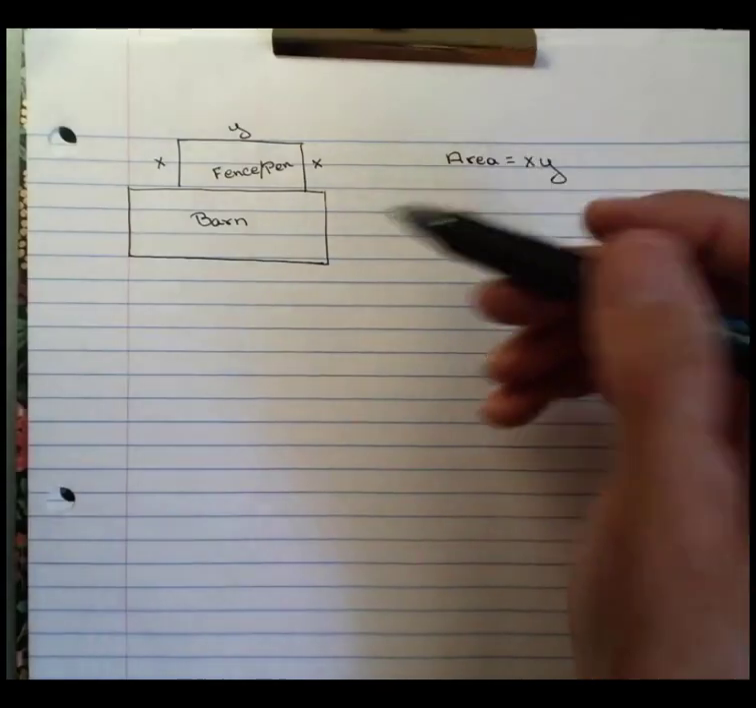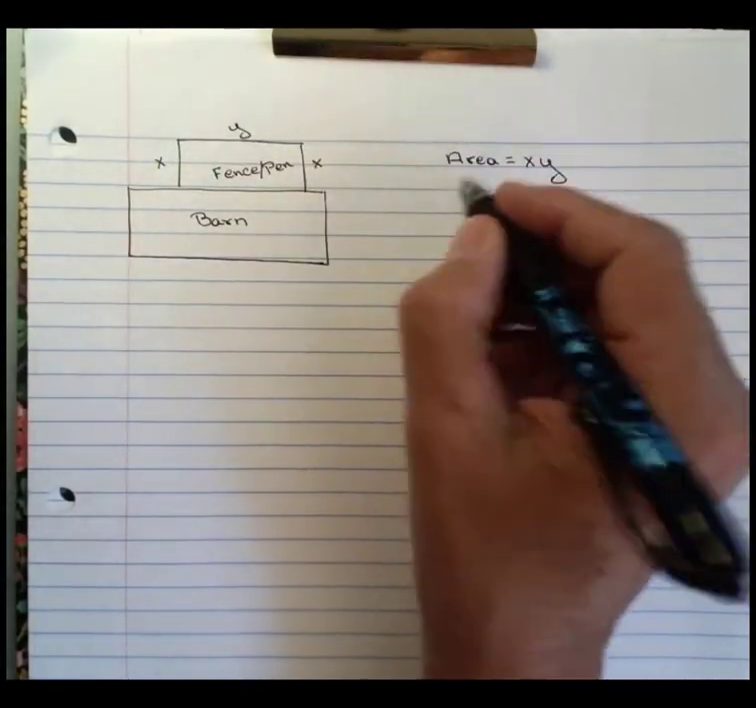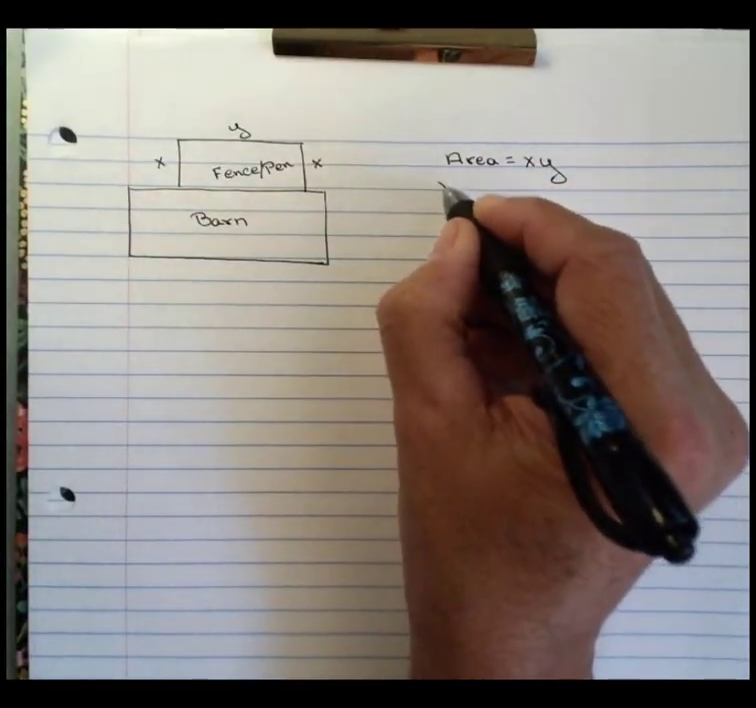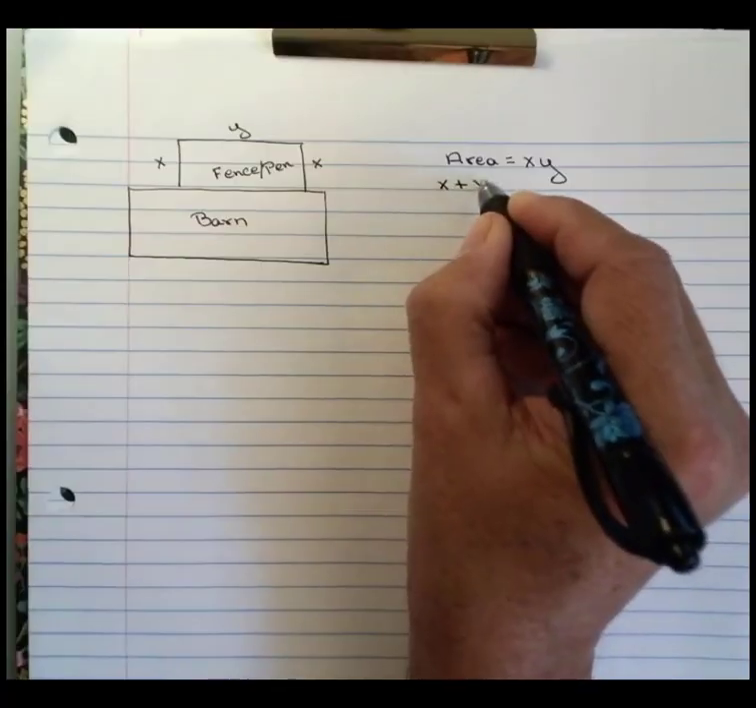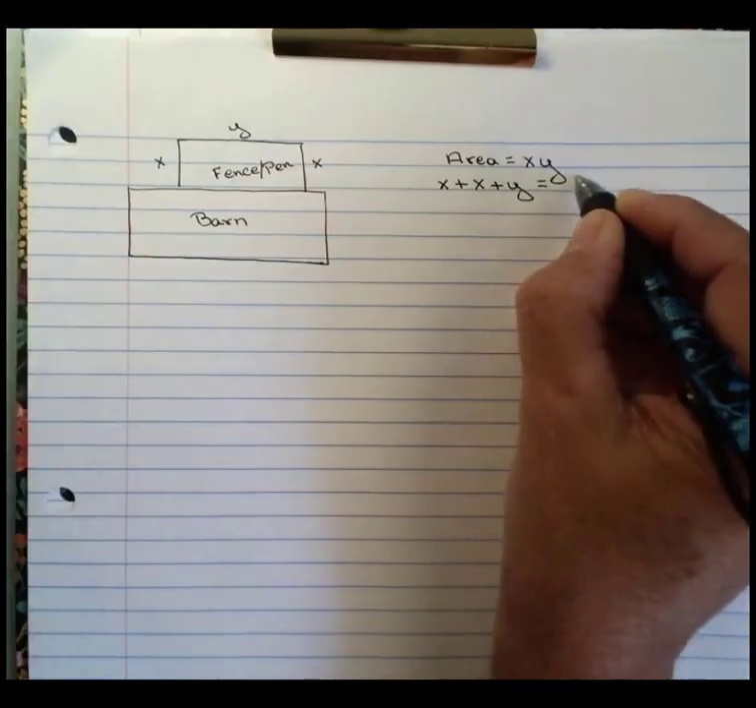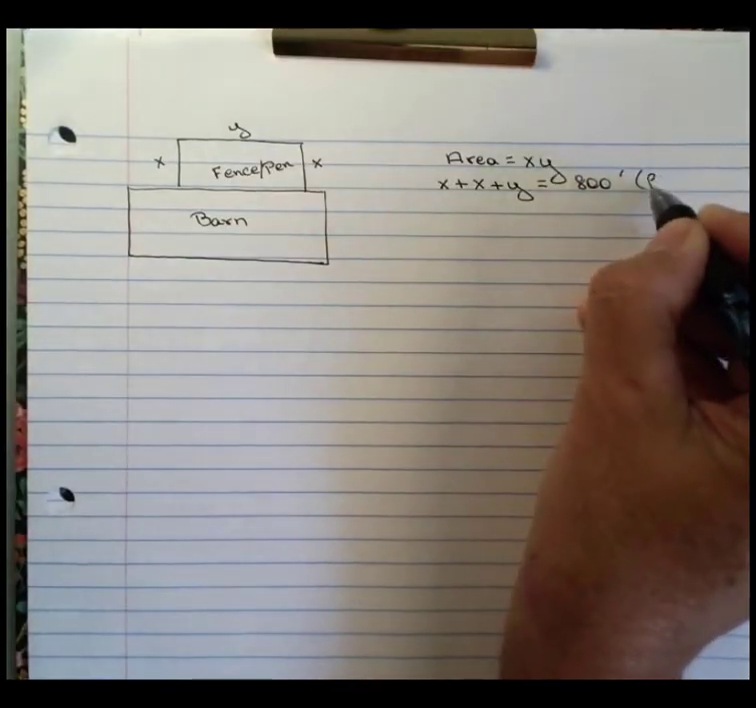Now, what would the perimeter of this pen be? Well, it's only got 3 sides, right? So that's going to be how much fencing he has. He has 800 feet. And if I take the x's and add them together, and I take the length of y and add it, I have to equal 800 feet. 800 feet of fence, right? Because that's how much fence he has.